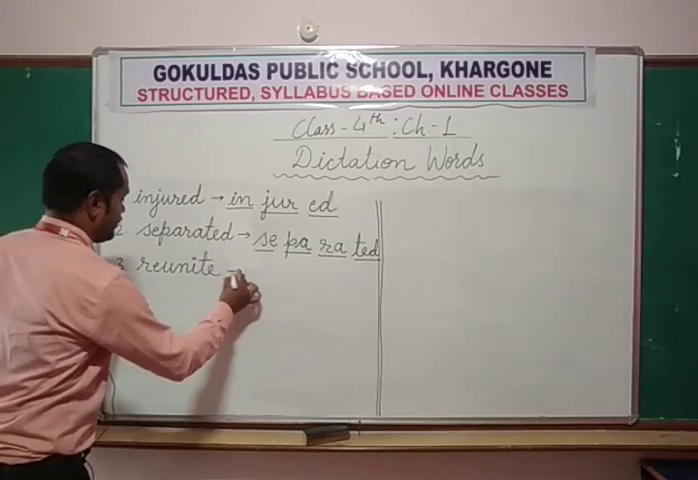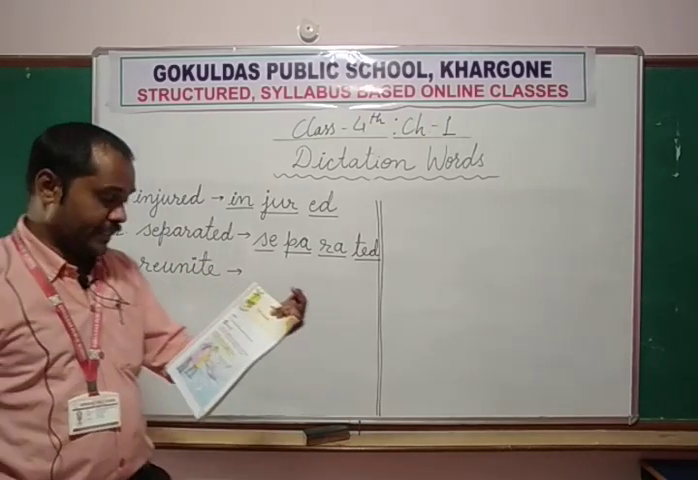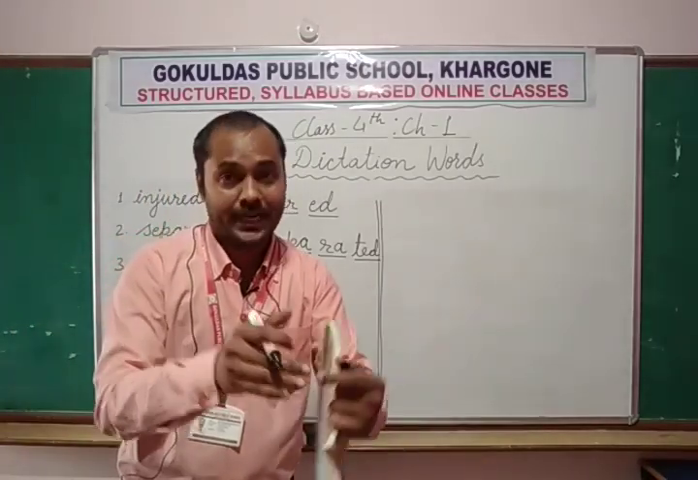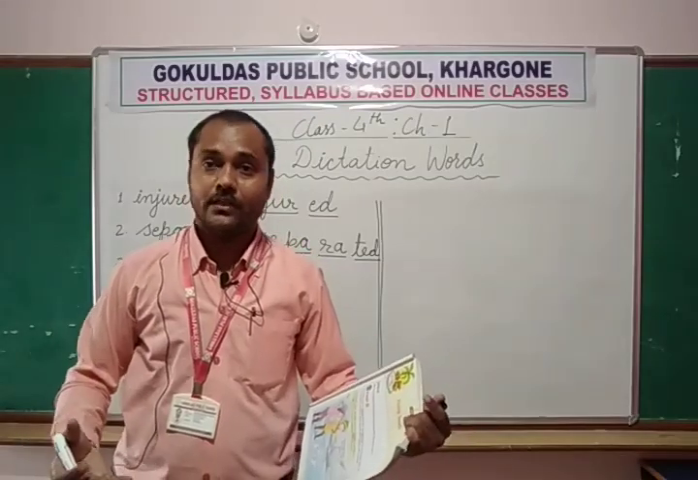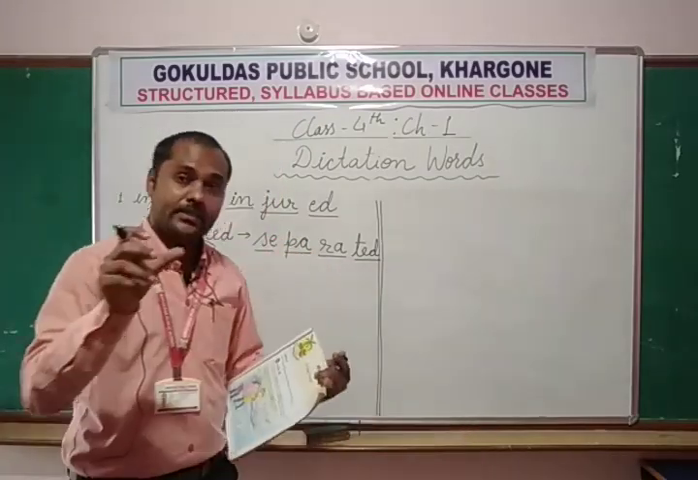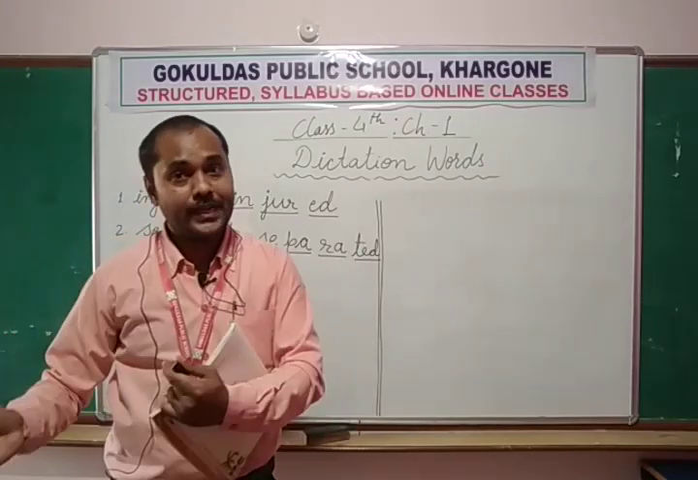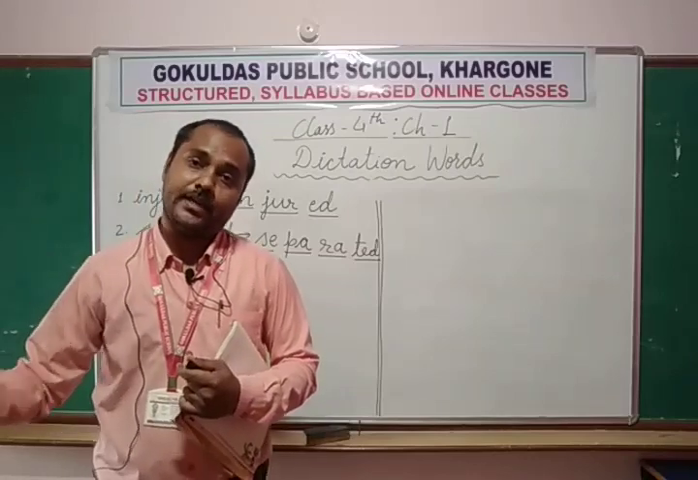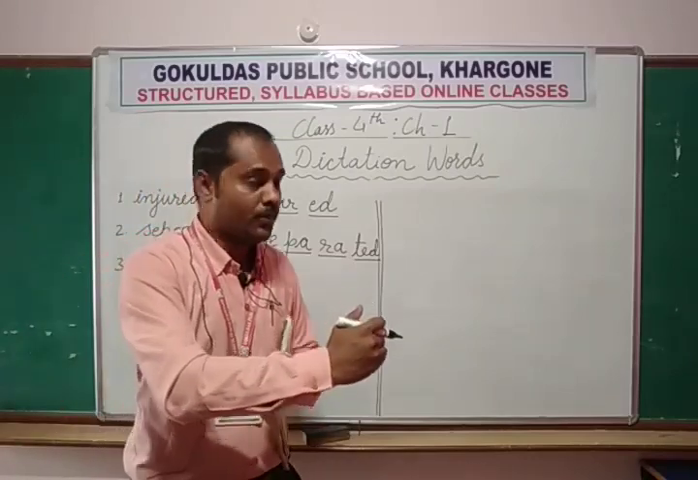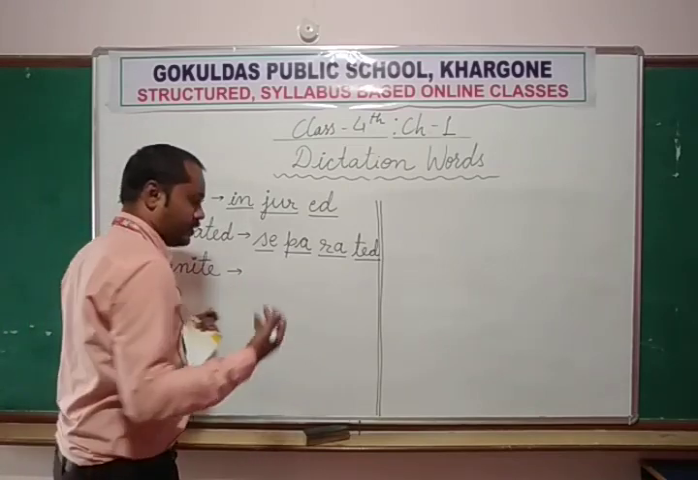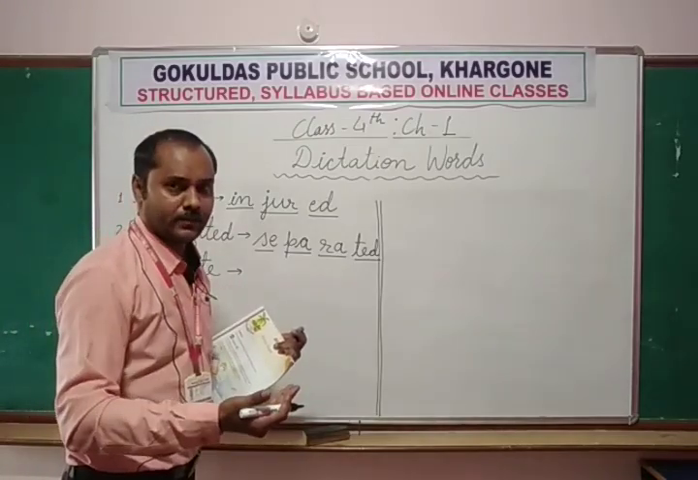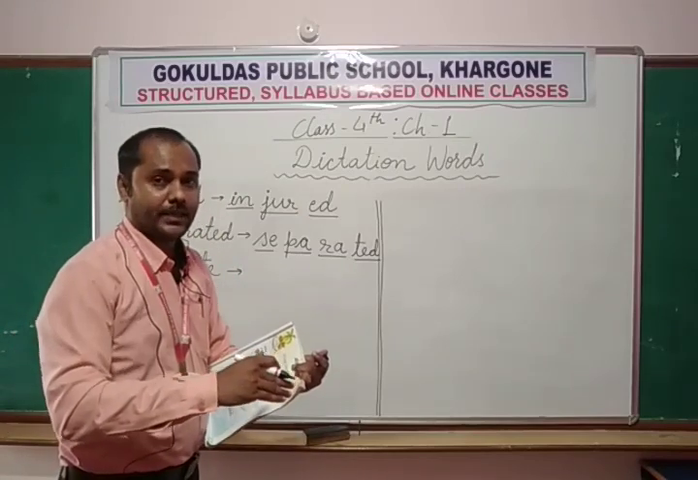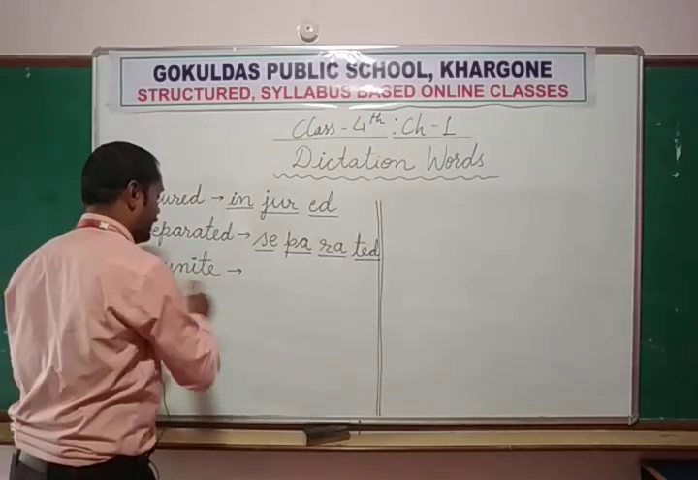R-E-U-N-I-T-E. Reunite. Unite means to meet together, to gather at one place. That is unite. We make unity. But reunite, re means again. Unite, reunite. Again meeting. Okay. Once he was separated, but he reunited with his group. Re means repeating anything which has already been done, but if it is happening again, then we use re.